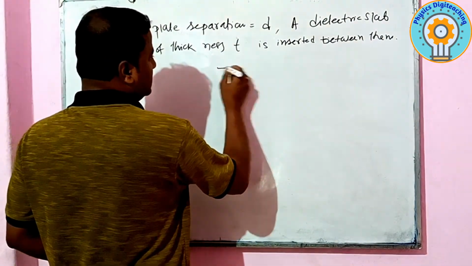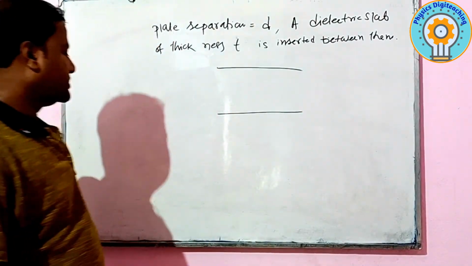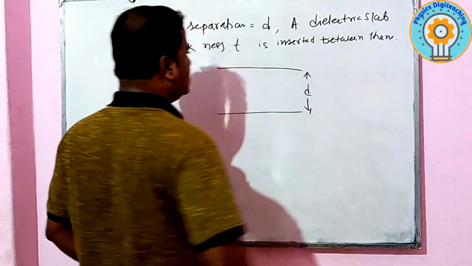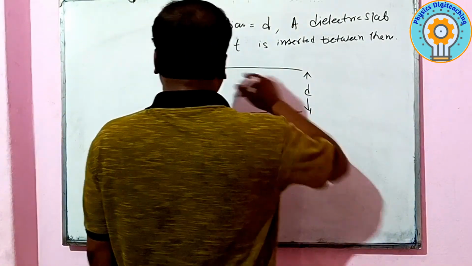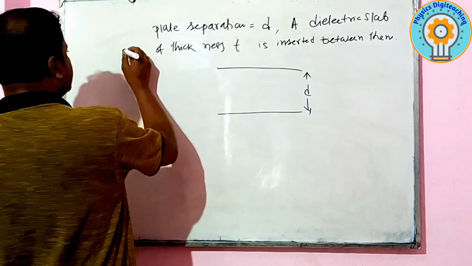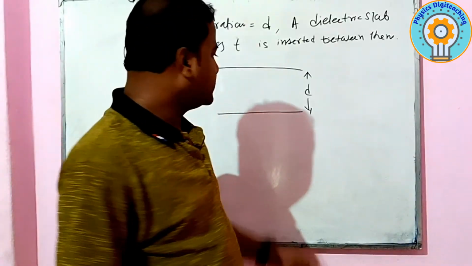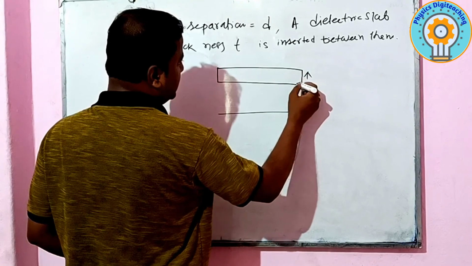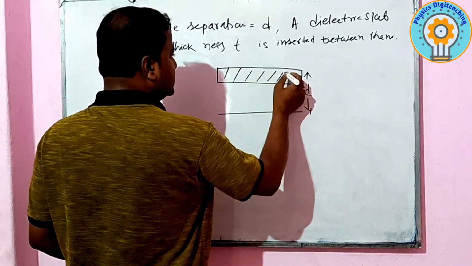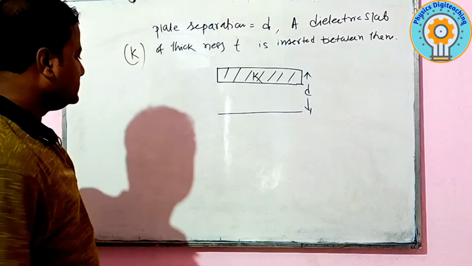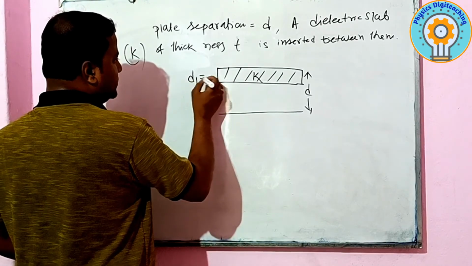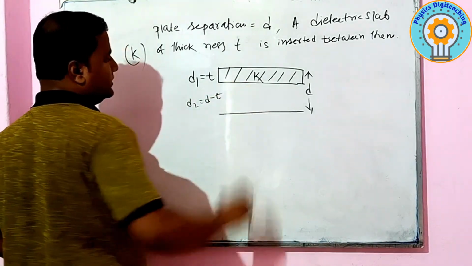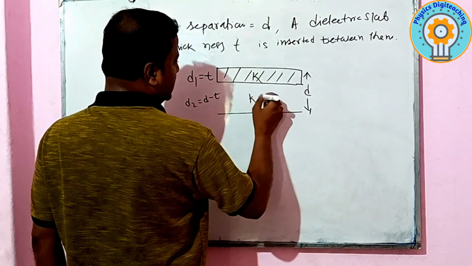Here is the situation: two plates, plate separation is d. A dielectric slab of thickness t and dielectric constant K is inserted between two plates. So this is our dielectric medium. This is K. So the thickness d1 equal to t, and the remaining part is d minus t, and here K equal to 1.